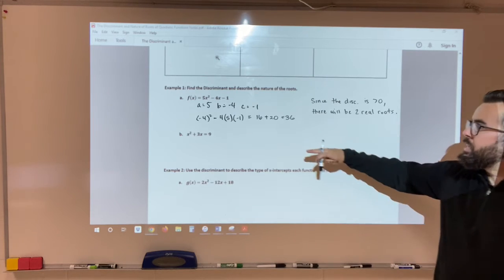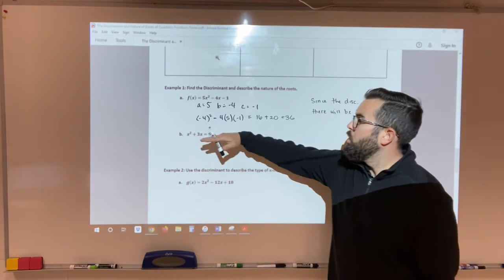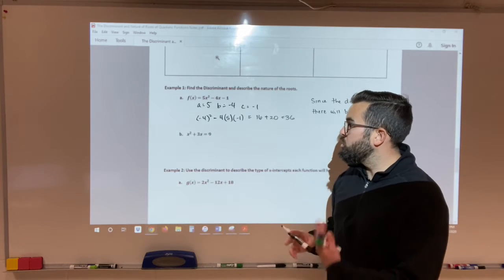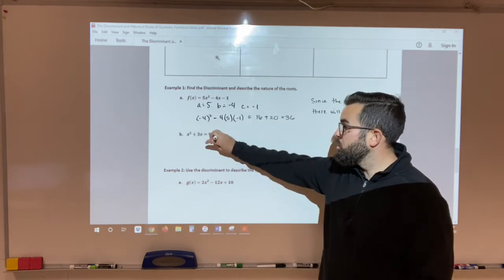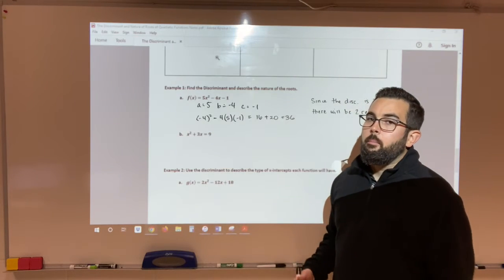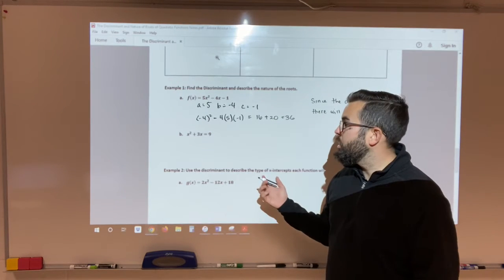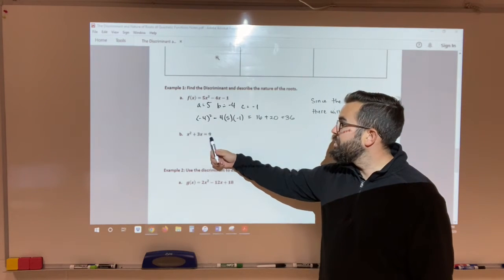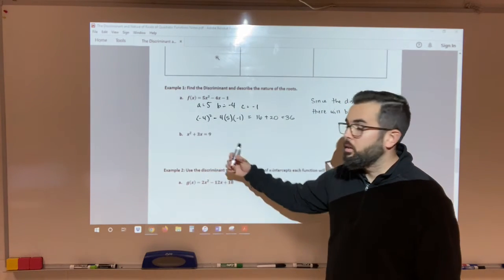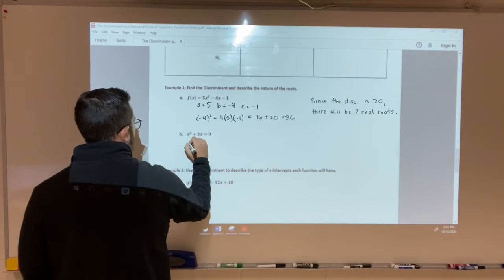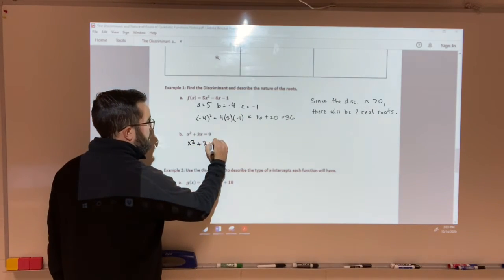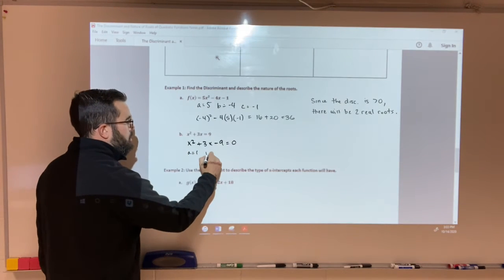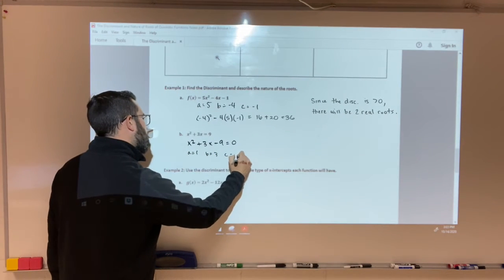So, a second example. We have a quadratic equation here, which we can still use the discriminant to talk about the solutions to this equation. Before we use the discriminant, though, it has to be in standard form. So we have to have one side set equal to 0. Okay, so rewriting this equation, I would have x squared plus 3x minus 9 equals 0. So A is 1, B is 3, C is -9.